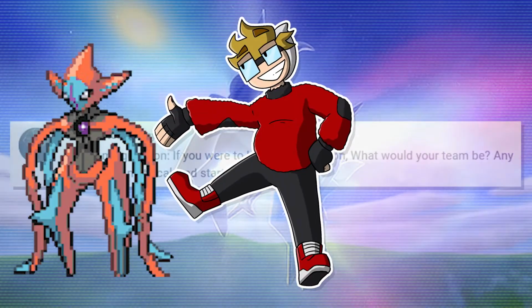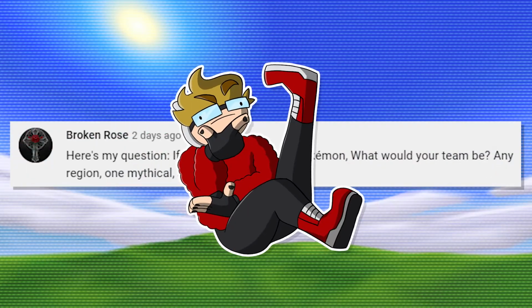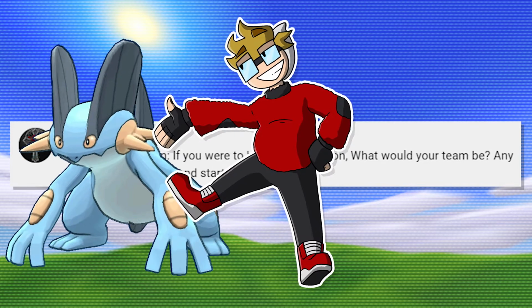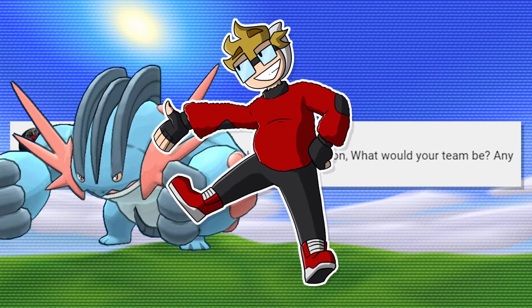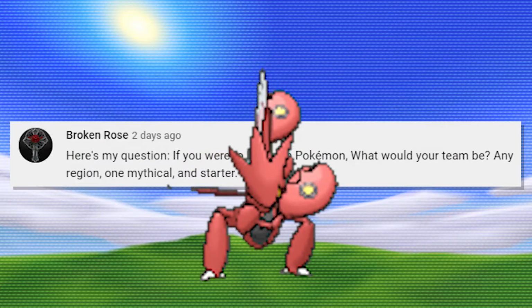God. Although Deoxys and Melmetal are fucking cool, I can't deny that. One starter: Swampert, it's the only starter with one weakness. And it can get thick. And then let's say Drapion, Hisuian Zoroark, Scizor, and Snorlax.